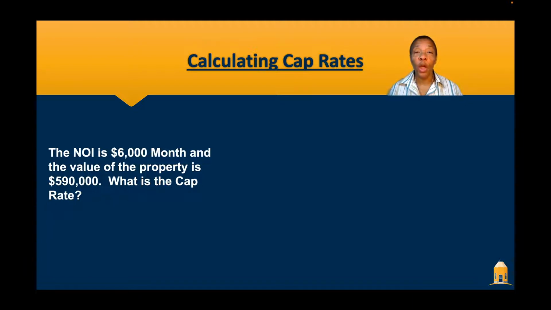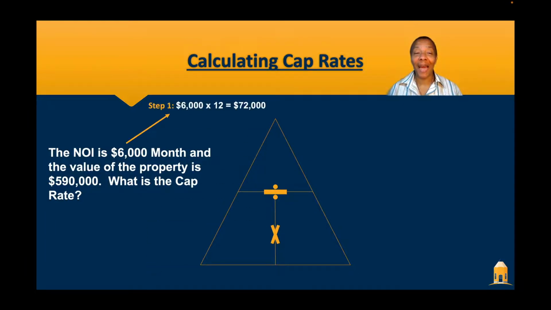Calculating cap rates. The NOI on this one is $6,000 a month, and the value of the property is $590,000. So what is the cap rate? That's our question. So let's go ahead and make our T. The first mistake that students make here is that they forget to take that 6,000 and multiply it by 12. Don't forget, every time on the top when we're calculating NOI, you must have it on an annual basis.